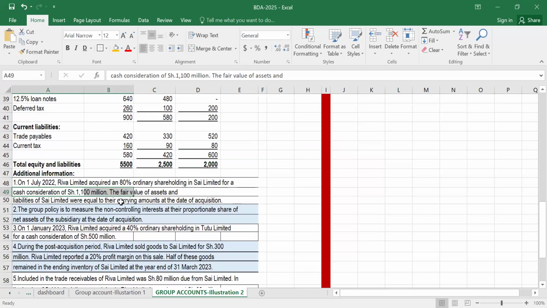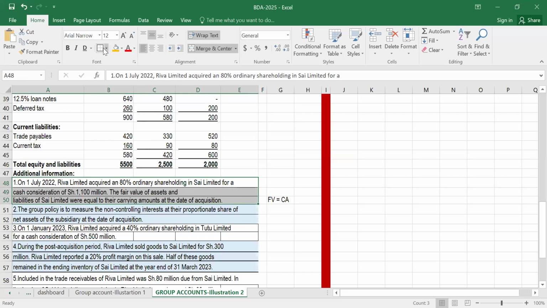What does this mean? It basically means that on the date of acquisition, ZT, which is the subsidiary, revalued the assets. But in this case, we are told that the fair value of assets and liabilities of ZT were equal to the carrying amount. The fair value was equal to carrying amount. So if you're given such information, it basically means that despite our subsidiary having revalued the asset, there was no revaluation gain or loss.